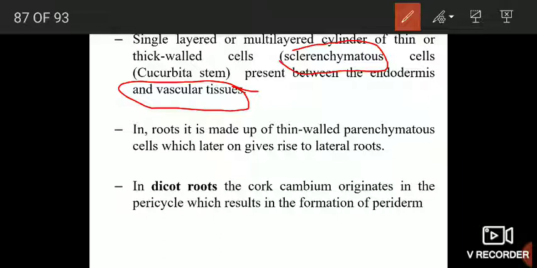In roots, the pericycle is made up of thin-walled parenchymatous cells which later on give rise to lateral roots. The lateral roots that are formed arise from the thin-walled parenchymatous cells of pericycle. In dicot roots, the cork cambium originates in the pericycle, which results in the formation of periderm. When we study secondary growth, you will come to know what is periderm. This periderm originates from the cork cambium that is formed from the pericycle.